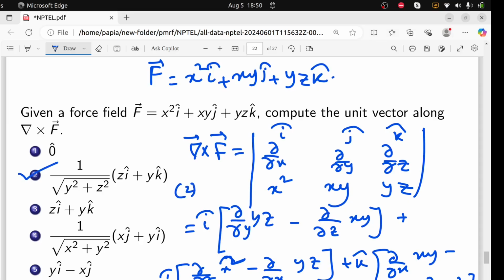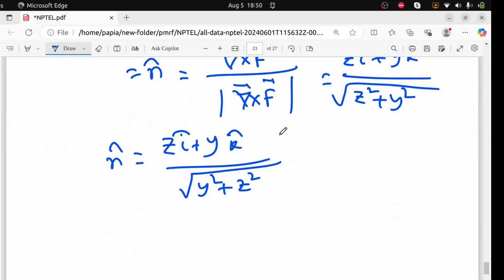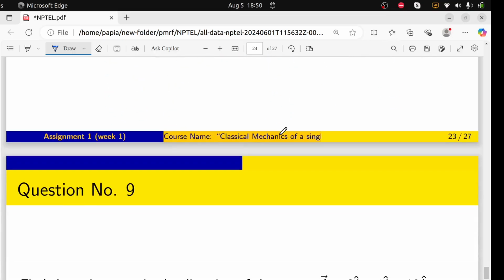So what I did here, I just did the calculation of curl of F. After calculating curl of F, I got the unit vector n cap as curl of F by mod of curl of F. So I will get z i cap plus y k cap divided by root over z² plus y². So I can just rewrite that as z i cap plus y k cap divided by root over y² plus z². So this is my n cap, unit vector.